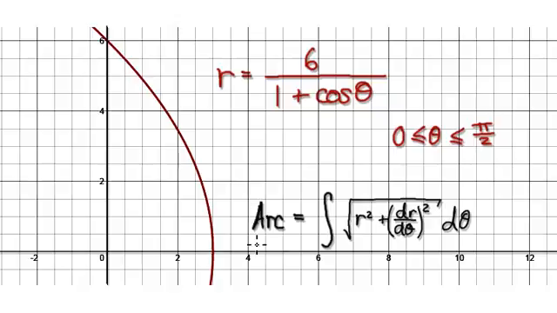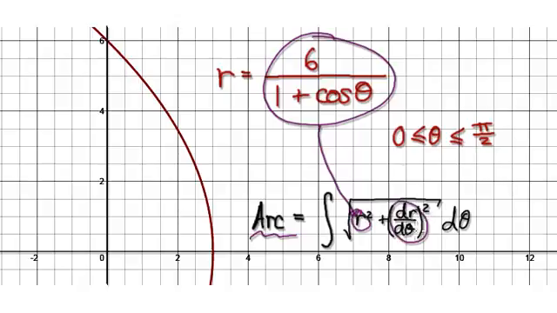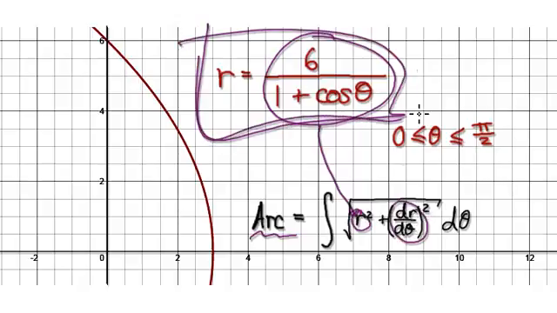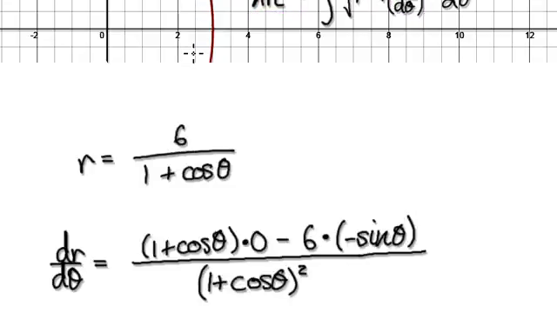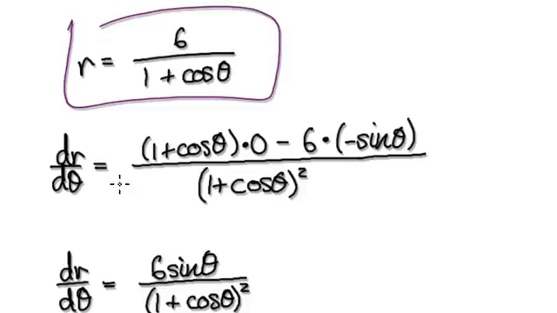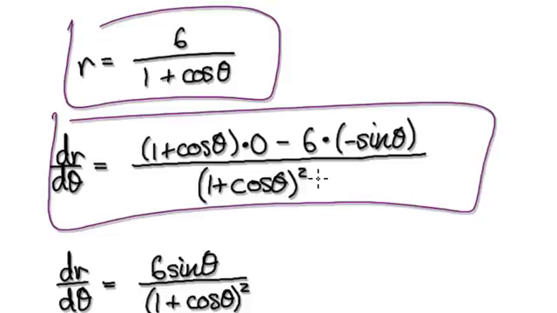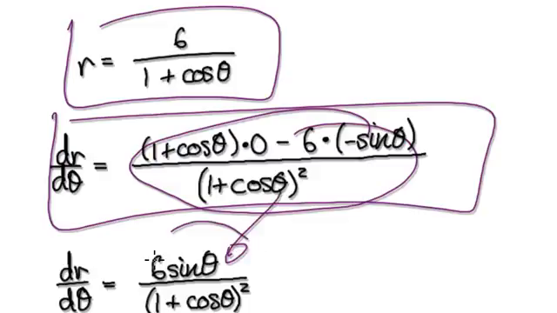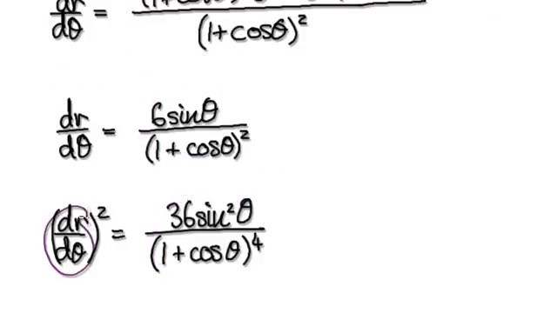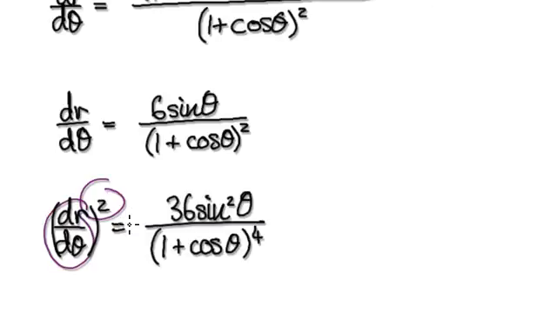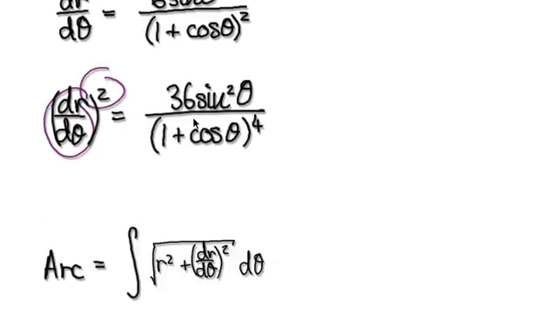Okay, so to do this, to work out the arc length, we would need to square the r. So we've got to put this into the r, and then we also need to work out dr by d theta. Looking at this, dr by d theta equals this, and then tidy this thing up. This will then become this, and then when you square it, it will then become this. So now we've got dr by d theta squared. We can now put it into the formula.